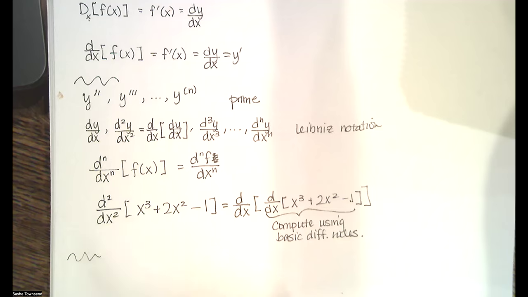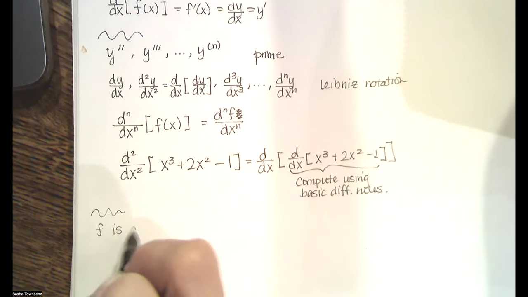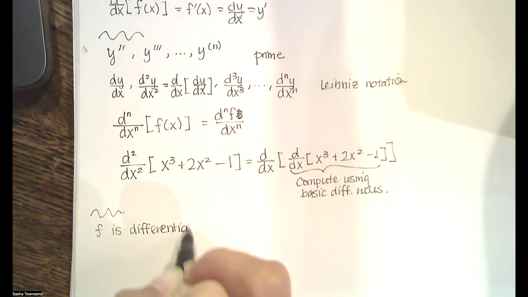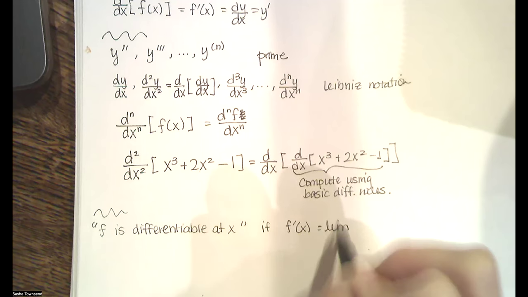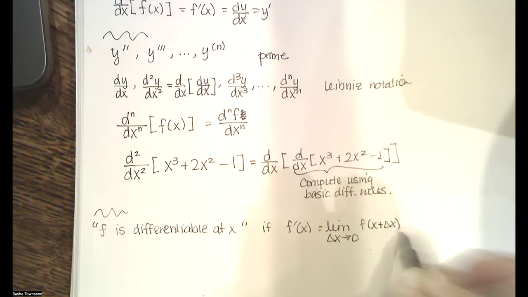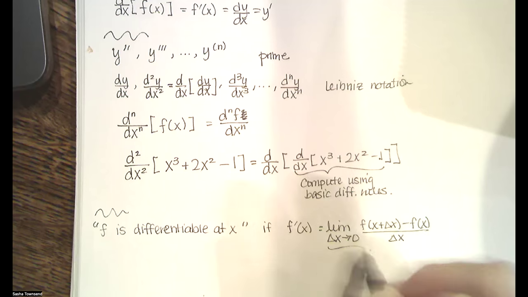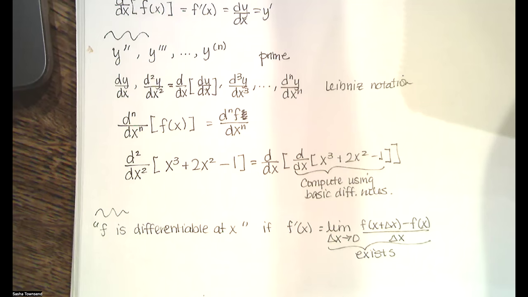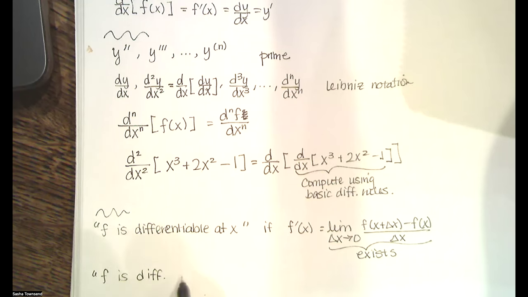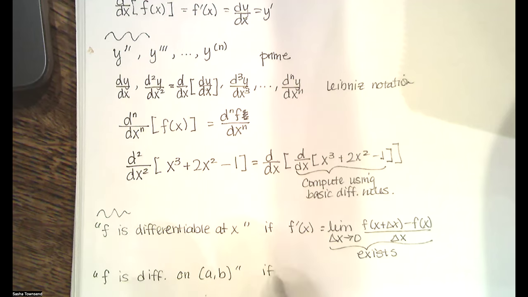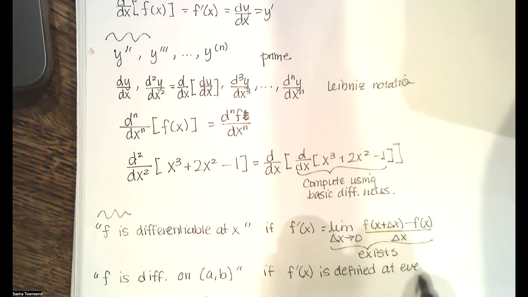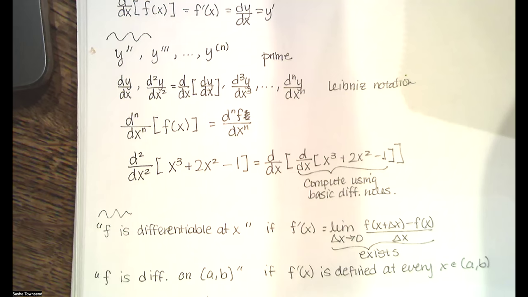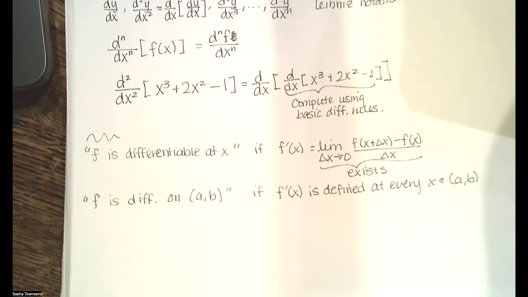Okay, a couple other terms. We say that f is differentiable at x if this limit, which represents the derivative of f at x, is well defined, so if this limit exists. Or if f prime of x, which is a function that's defined this way, is well defined, we say f is differentiable on a particular interval if f prime is defined at every x value on the interval. I think that's it for our terminology.